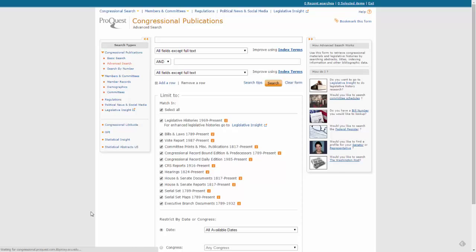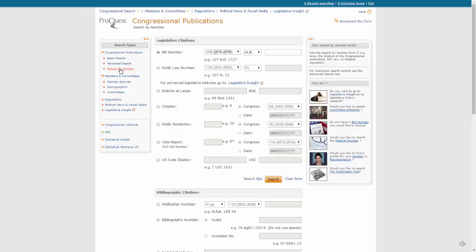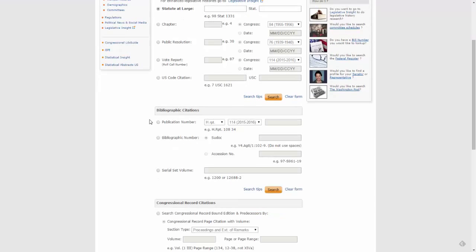The real value here, however, is that you can search by number. And so I can search by the bill number if this is proposed legislation that has not yet been enacted. If it is legislation that has been enacted into law, I can search by its public law number. If I do not have the public law number, but I have its U.S. Statutes at Large citation, I can search by that citation. Remember, our public law number and our U.S. Statutes at Large citation, these are parallel citations. The content's going to be the same in either of those. I can also search by publication number here under bibliographic citations.